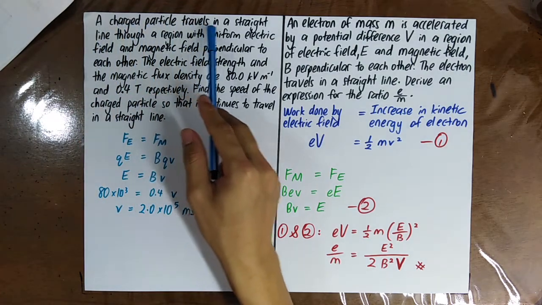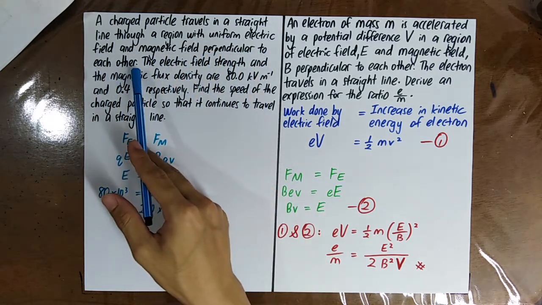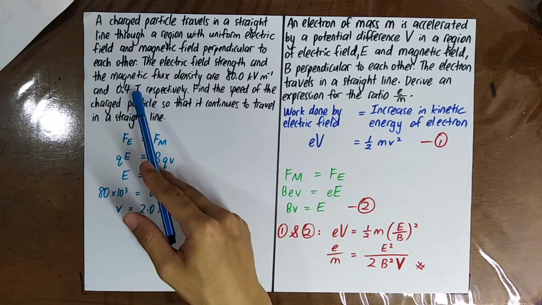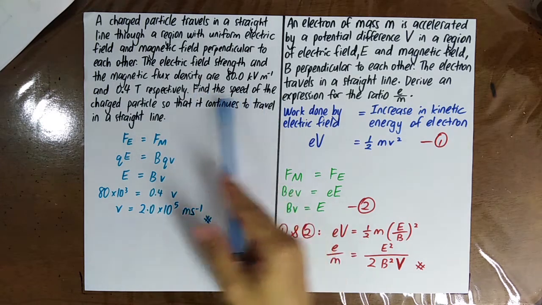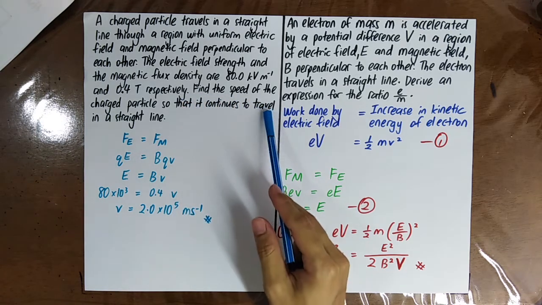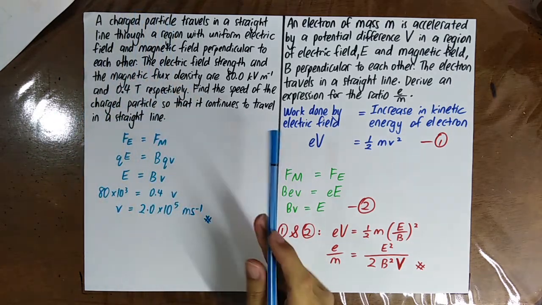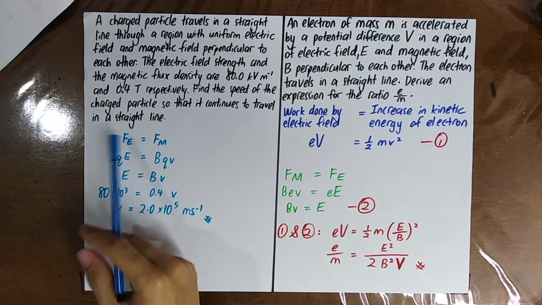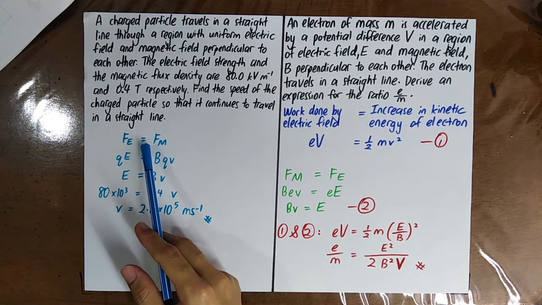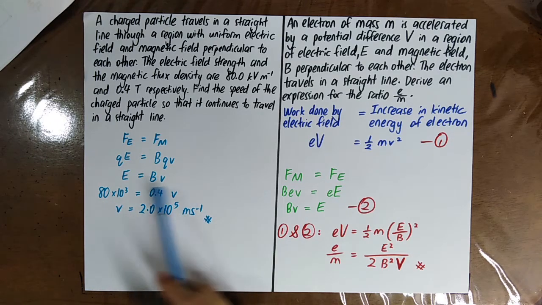A charged particle travels in a straight line through a region with uniform electric field and magnetic field perpendicular to each other. The electric field strength and the magnetic flux density are 80 kV per meter and 0.4 tesla respectively. Find the speed of the charged particle so that it continues to travel in a straight line. If you want the charged particle to travel in a straight line, that means there is no resultant force acting on it. The magnitude of the electric force must be the same as the magnitude of the magnetic force, and the direction of the electric force must be opposite to that of the magnetic force. So by using this formula, you can find the velocity of the charged particle.